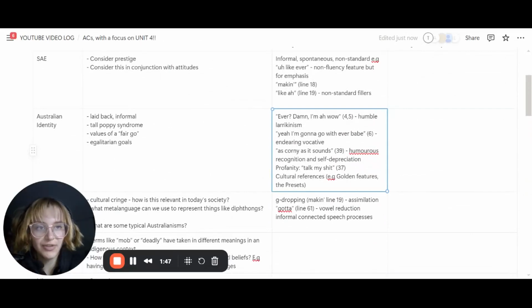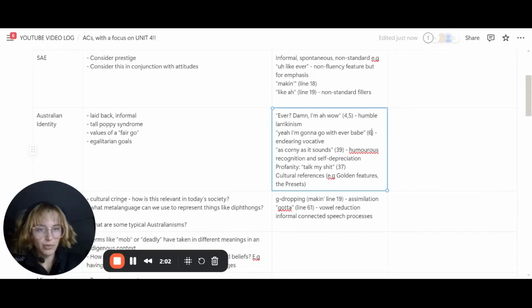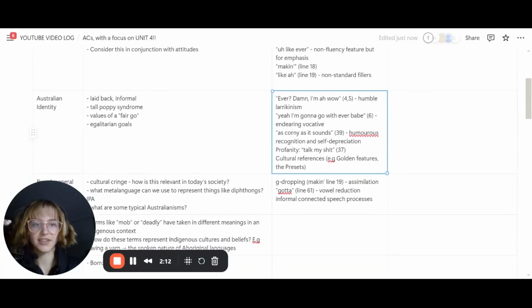So a lot of Australian identity. A bit of humble larrikinism from Hyde. He's very humble when Abby Chatfield says, "You're like the best ever musician ever." He takes that very humbly. And when she says, "Yeah, I'm going to go with ever, babe," she uses a very endearing vocative, babe. It's extremely informal. As corny as it sounds, on line 39, this is a humorous recognition of his own corniness. He's trying to play it off, recognizing it and talking about it, self-deprecating humor, right?